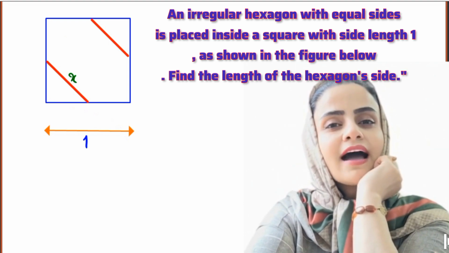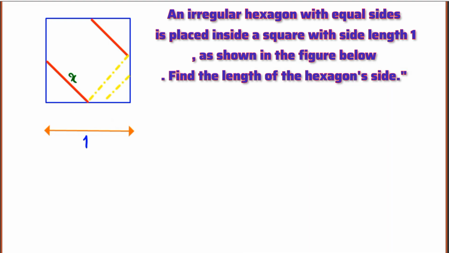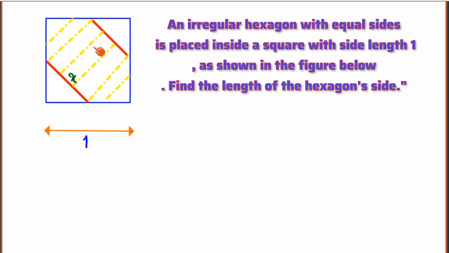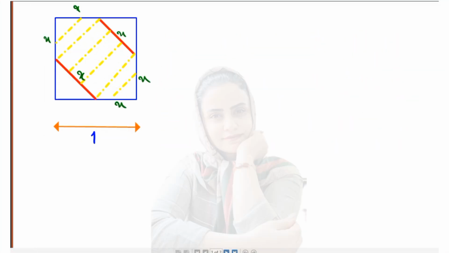In this video, I'll solve an exciting question for you. Stay with me to the end. To solve this problem, imagine we have a square with side length equal to 1. Inside this square, there's a hexagon with equal sides. Let's call each side x.